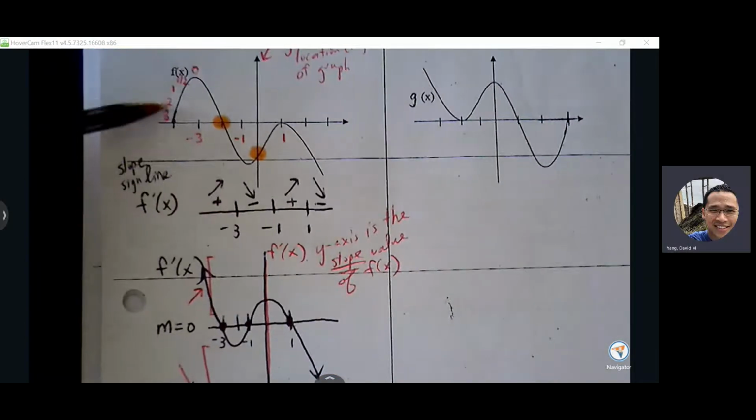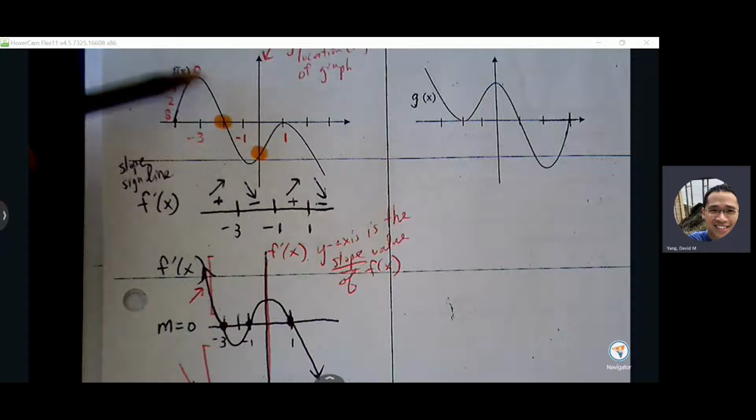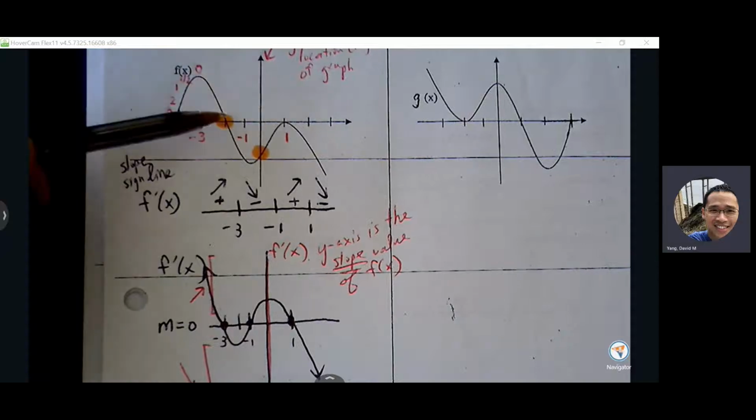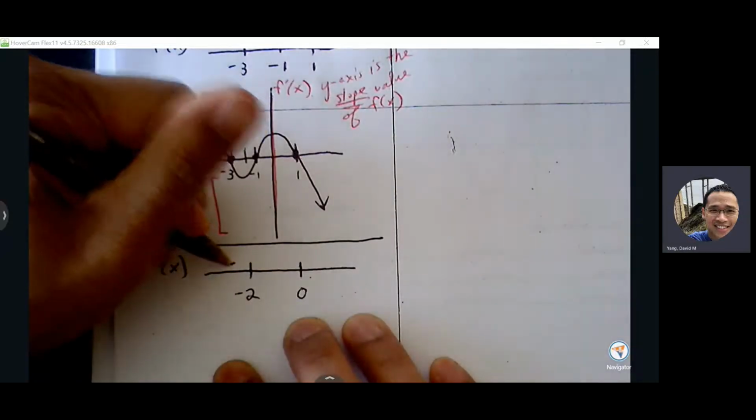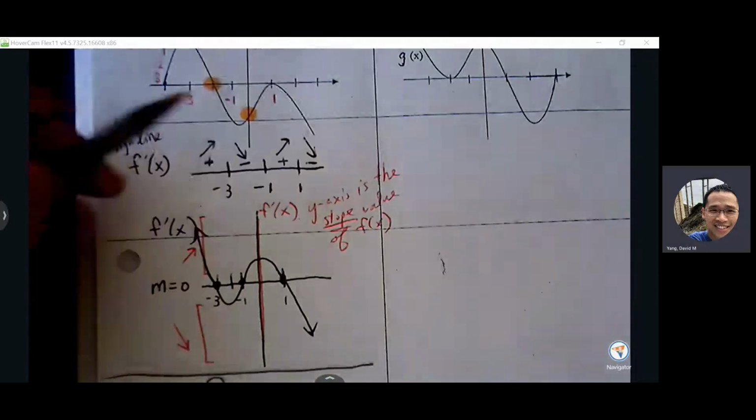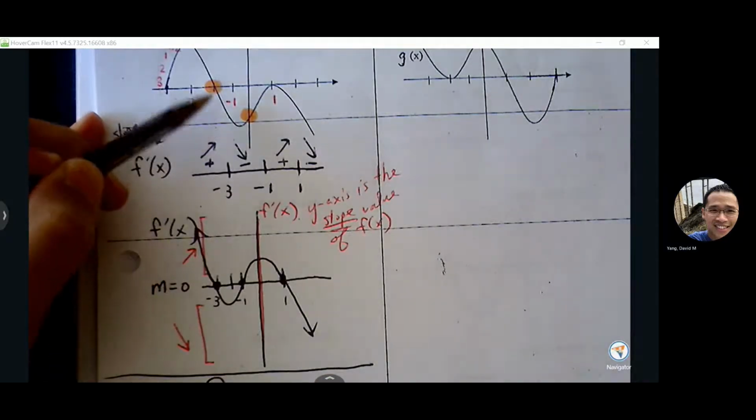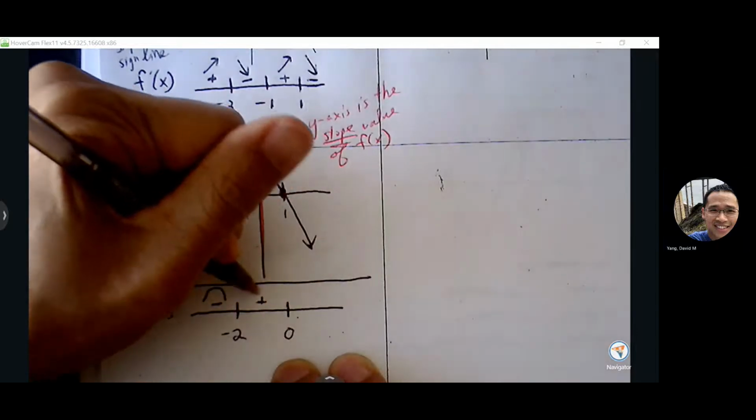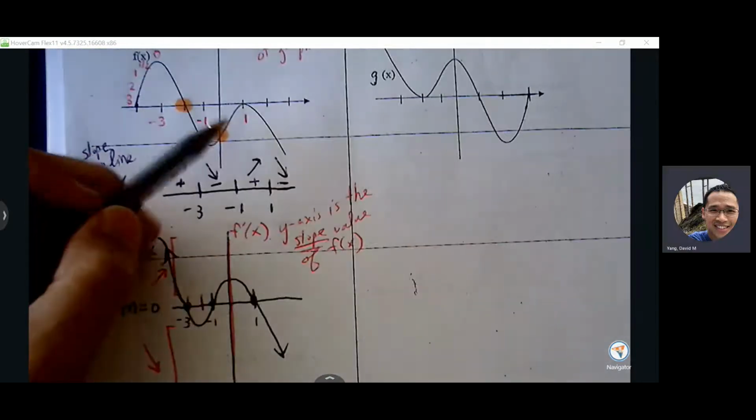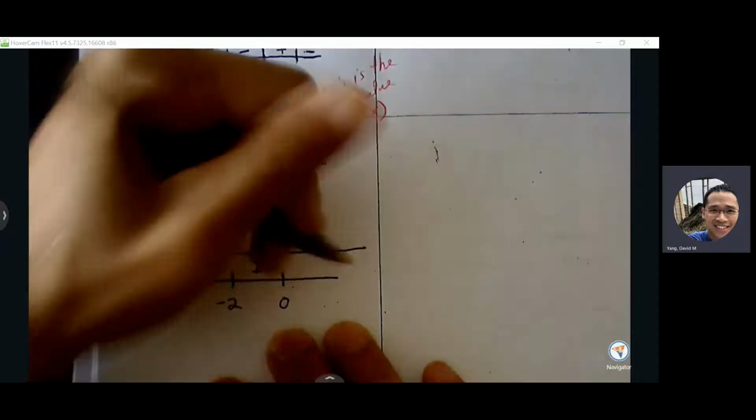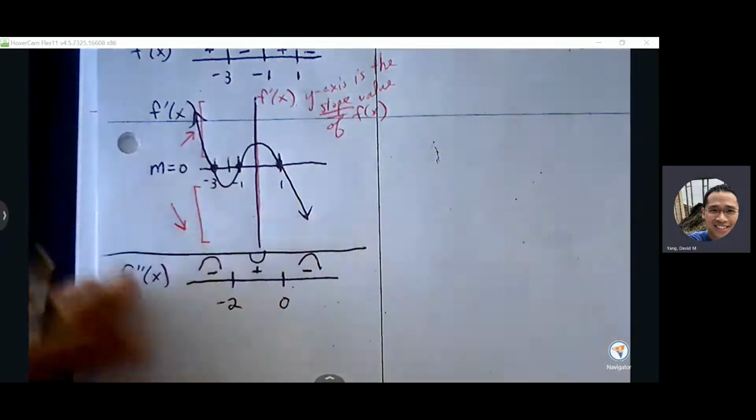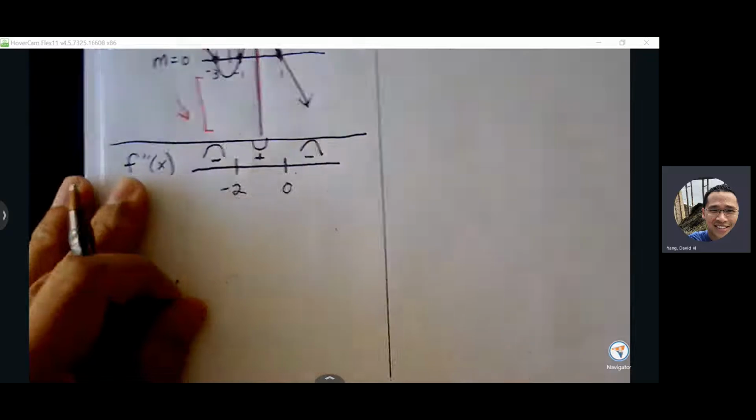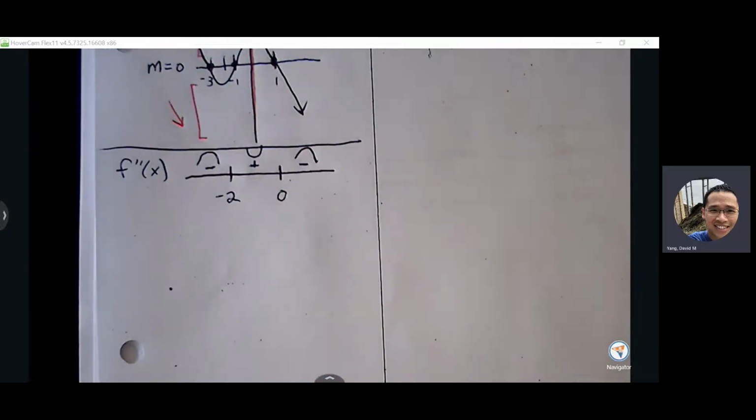Okay. What is this graph doing initially? Concave down. Okay, so I'll represent that here. Between -2 and 0, concave up. Okay, and then to the right of 0, concave down. Okay. Now we're just going to rely on this second derivative sign line to create our second derivative graph.